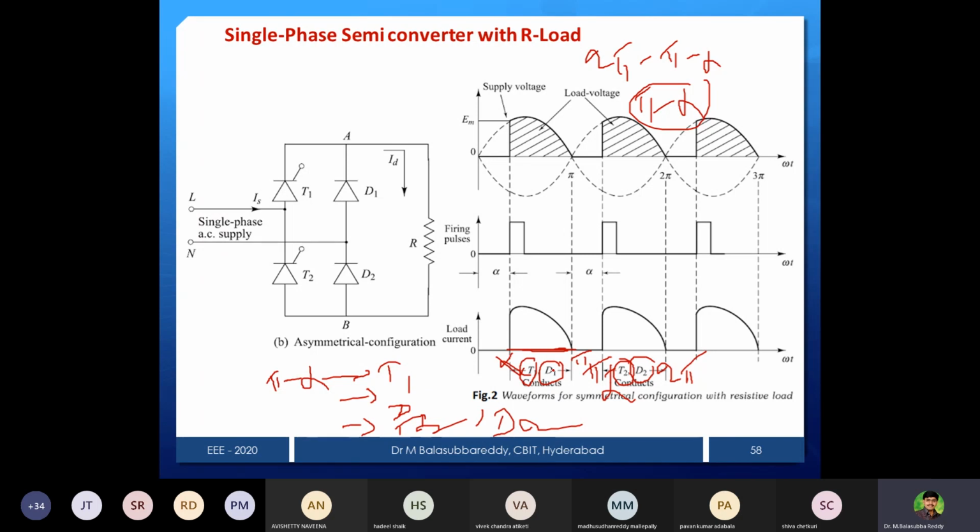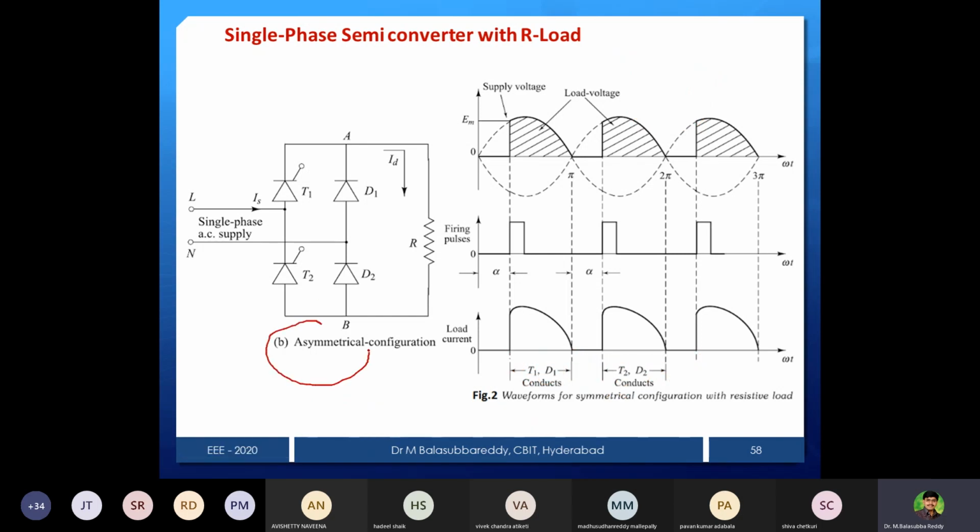And in the asymmetrical case also, all the durations are the same for resistive load. That is the reason that in the case of R load, symmetrical or asymmetrical, no matter, the devices conduct for the same durations. But if you go for the RL load case, in the symmetrical case the diode durations are different and the thyristor durations are different. That is the gap.